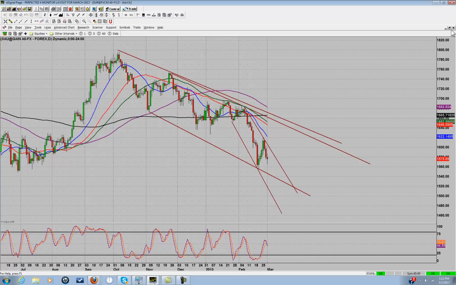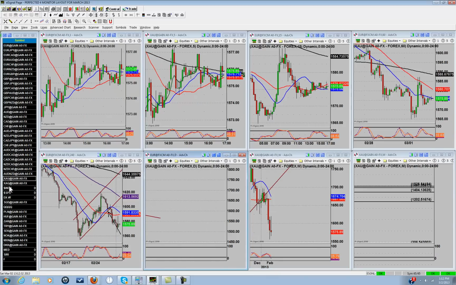Alrighty, and let me think if there's anything else I'm missing. Gold, silver. Just trying to see if there might be one more chart. I'm trying to look at my time, see how much time I have left. Well, I really don't have a lot of time left.